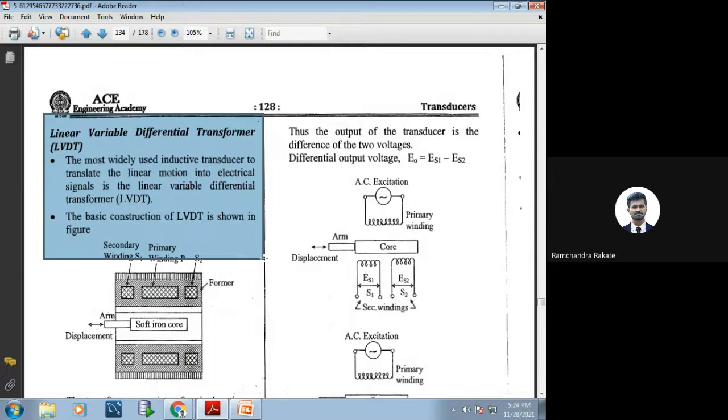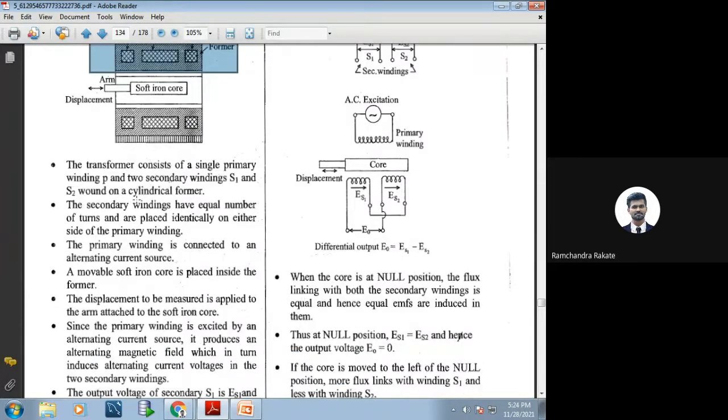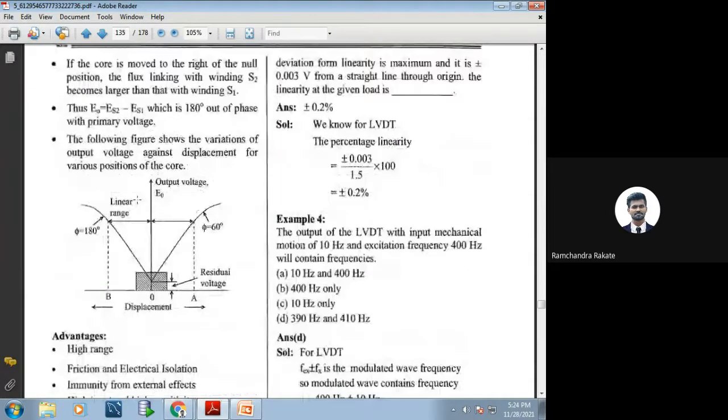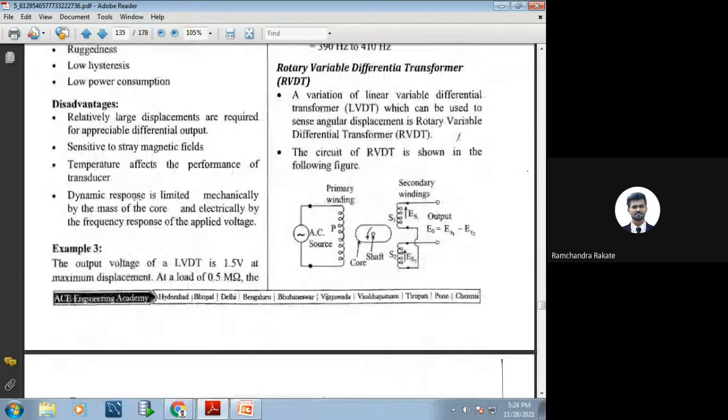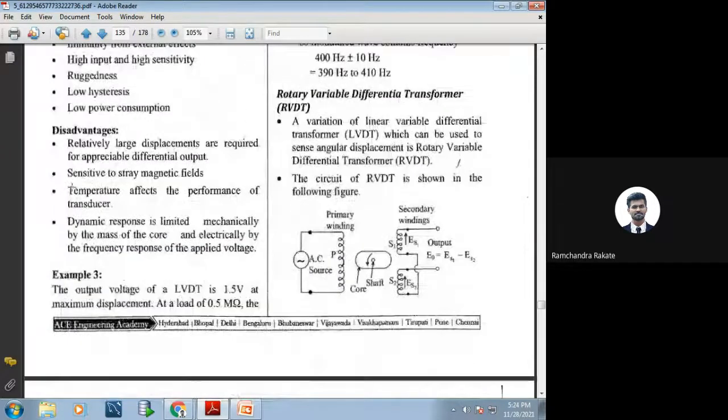So for this, let us say the transformer, this looks like a transformer, this is my primary winding, and the secondary winding we have divided into S1 and S2. So this is the basic construction, and we will solve a numerical based on this. That will be more convenient.